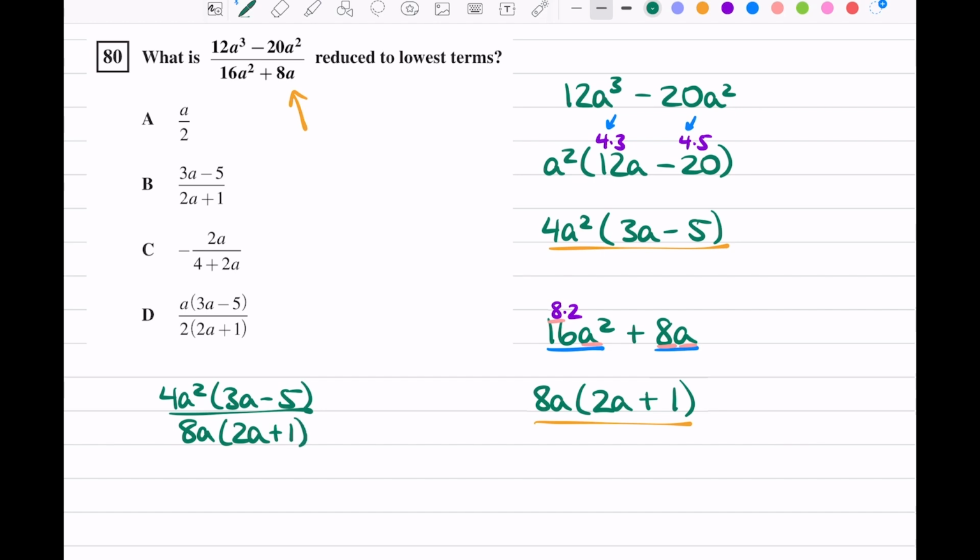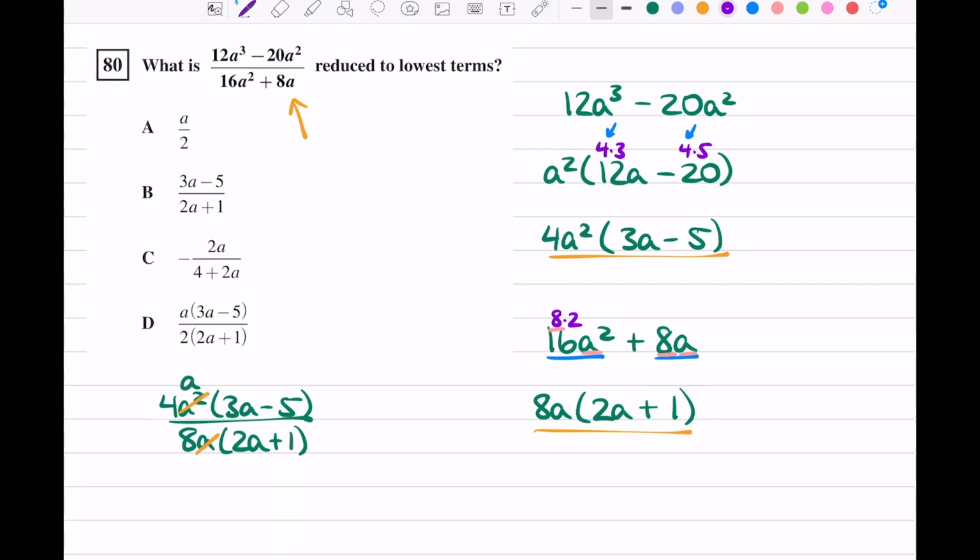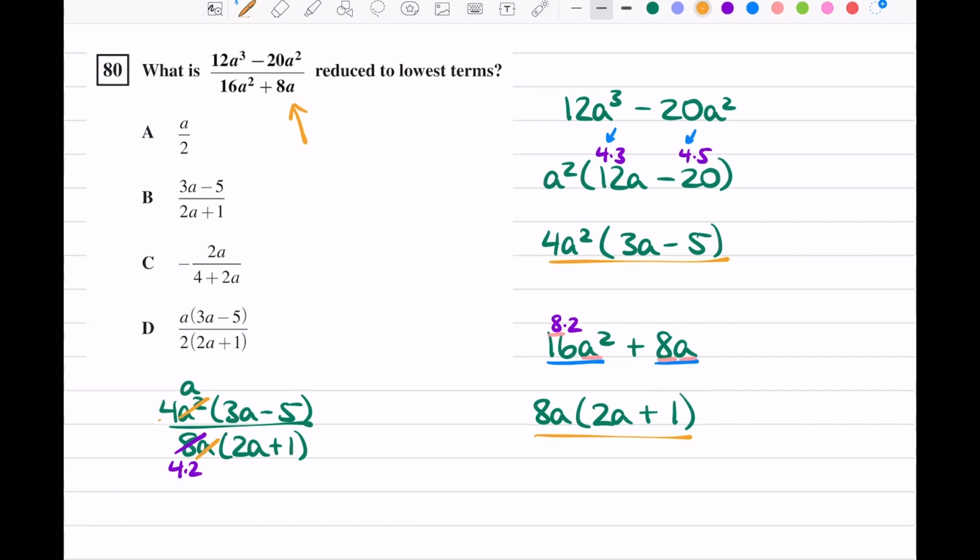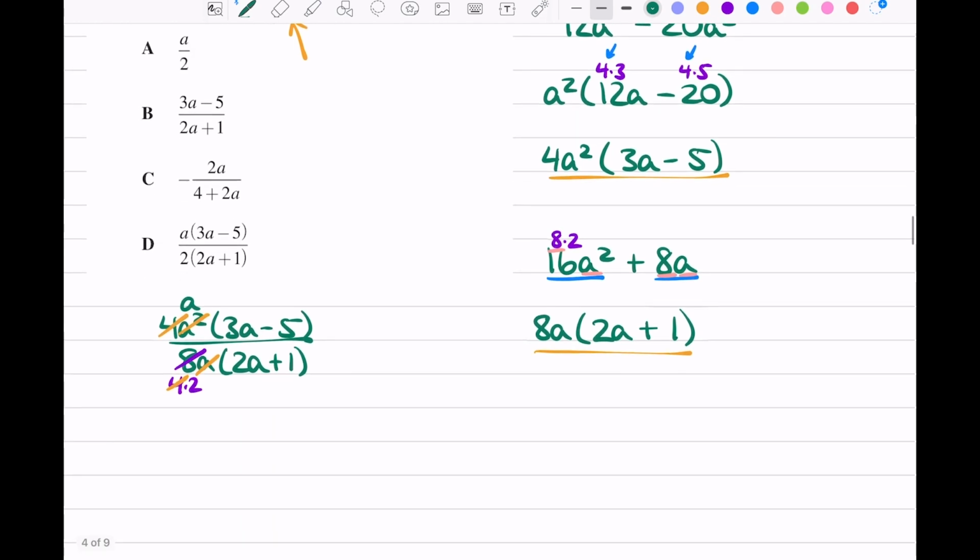Do you notice any factors we could cancel out? Well, top and bottom, we have an a in common, so we can cross out 1a. We still have an a on top. And on bottom, we have an 8, which we can rewrite as 4 times 2, which means we can cancel out a 4. So now we're left with a times 3a minus 5 over 2 times 2a plus 1. And looking at our answer choices, that is option D.